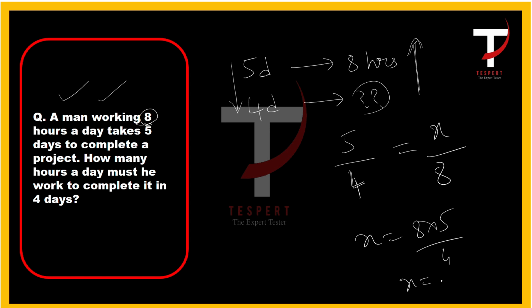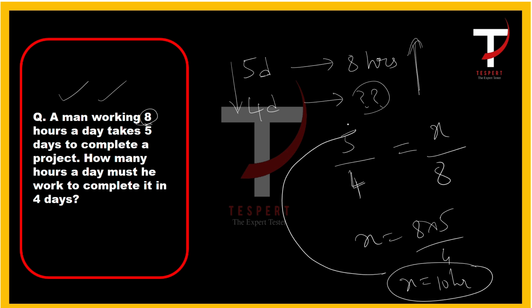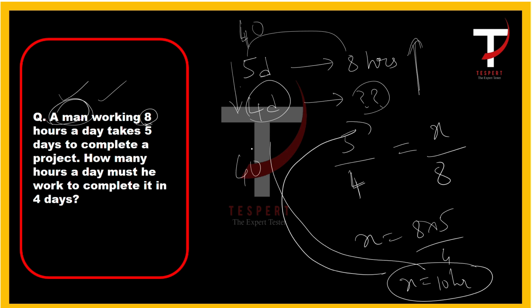So the final answer is 10. So what is this 10? 10 is the number of hours which this man must work each day for 4 days, right? If you consider this, see, both will be equal. 5 into 8, what is 5 into 8? 40. What is 4 into 10? This 10. 4 into 10, it will be 40. So these two are same.